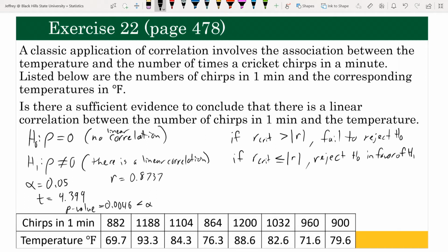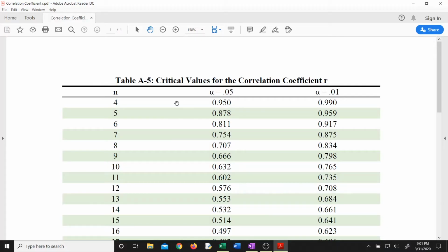So in other words, our crit is going to be the number that decides whether or not our R value is large enough or a large enough negative number to decide whether or not it is in fact close enough to 1 or negative 1. Looking at our correlation coefficient R table, notice that this actually uses n and not the degrees of freedom. So again, this just means we have to be a little bit careful in what we're doing here. I believe we had 8 data points.